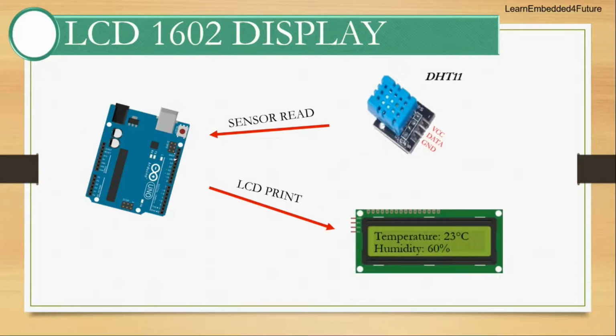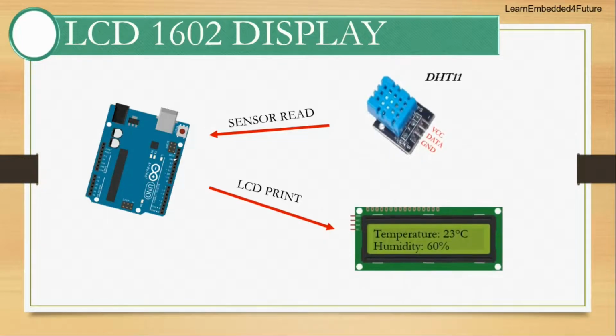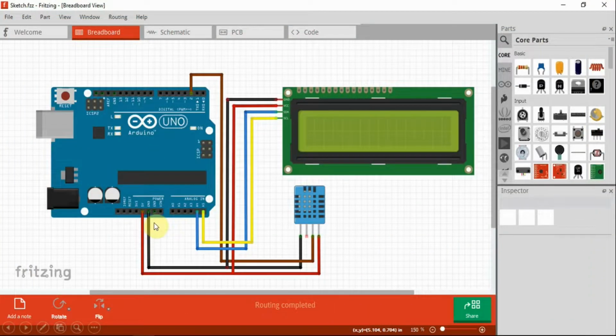I'm going to quickly show you the connections between the electronic components. I'm using Wokwi to create this setup. As you can see, I'm providing supply to the DHT11 sensor from Arduino and the output line of the sensor is connected to pin 2 of Arduino.